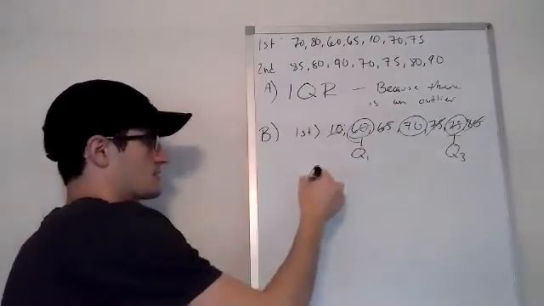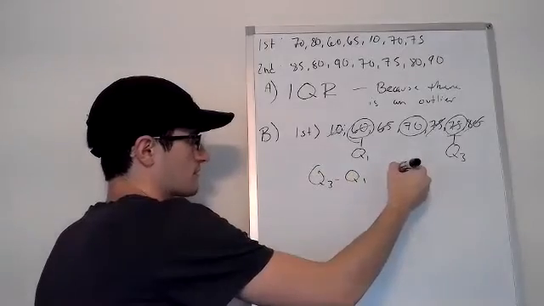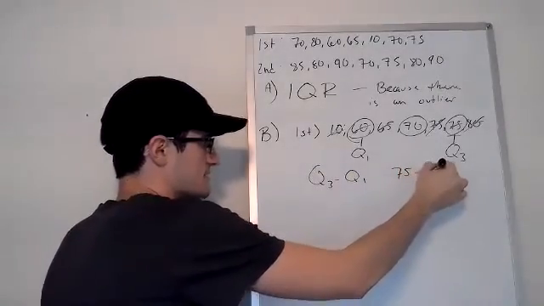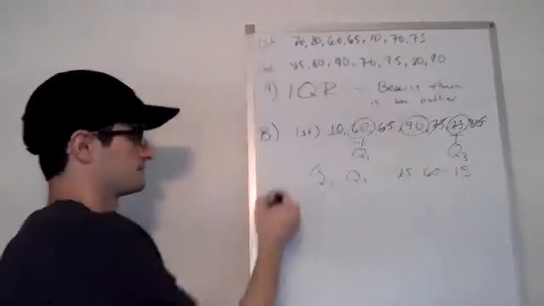Cross out that, leaves us with 75. And remember, it's Q3 minus Q1. So 75 minus 60 is 15. That's our IQR.